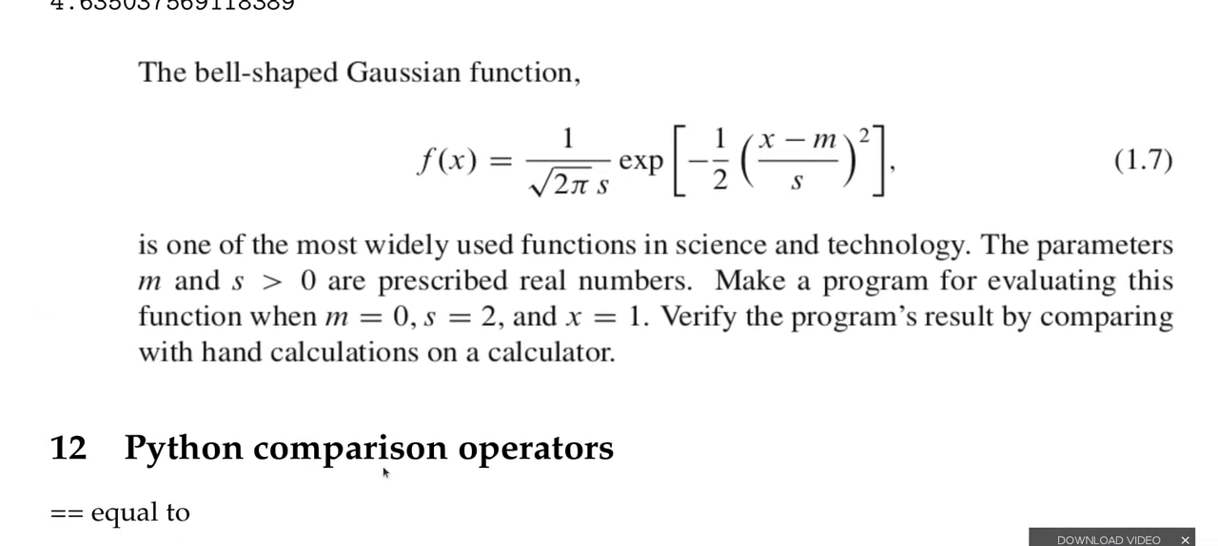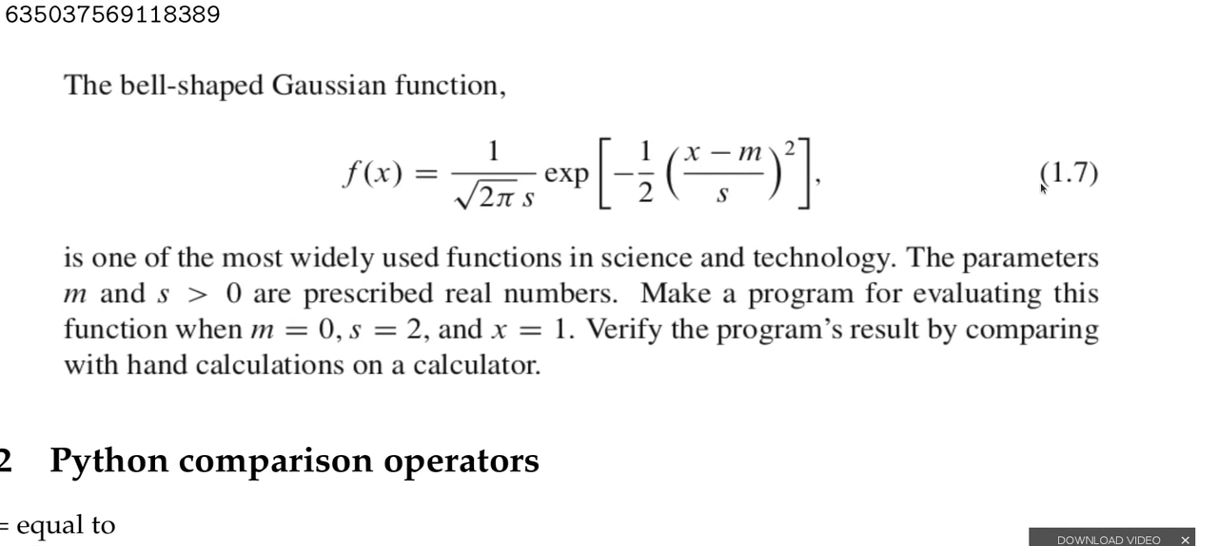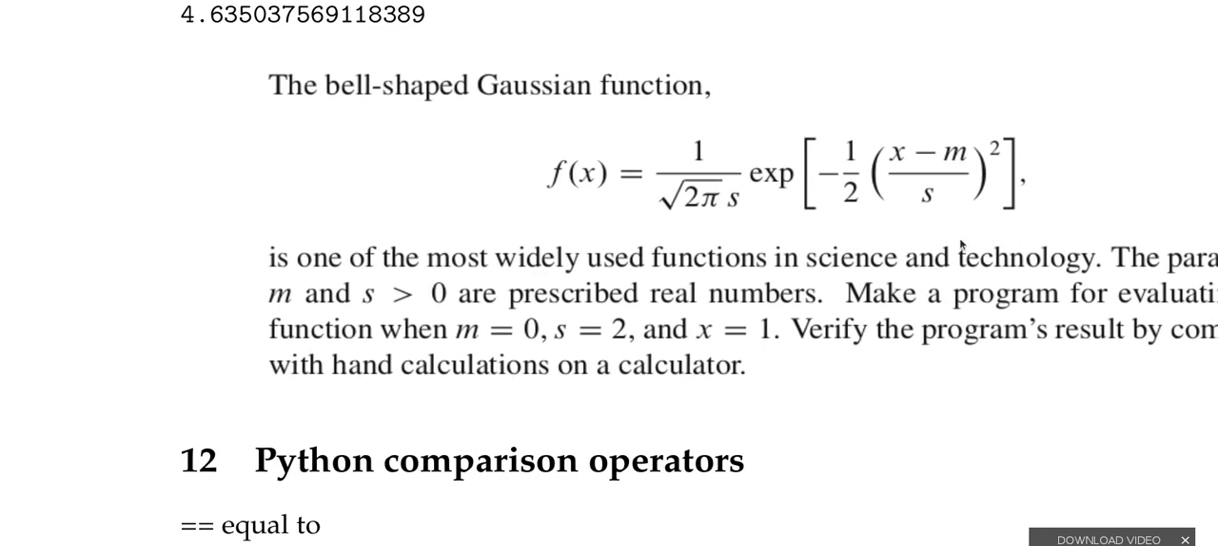So then this equation 1.7, you must submit it. So this will be your assignment to submit. The bell-shaped Gaussian function is one of the most widely used functions in science and technology. The parameters m and s are prescribed real numbers. So make a program for evaluating this function when m equals 0, s equals 2, and x equals 1. So you write code to evaluate this equation 1.7, and you submit. Is that clear? All right.